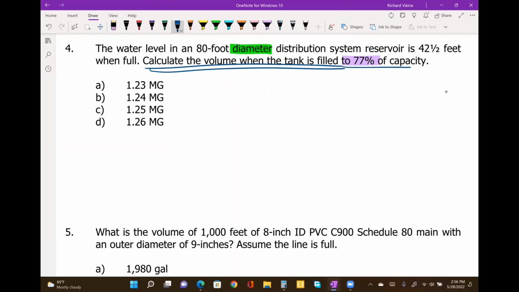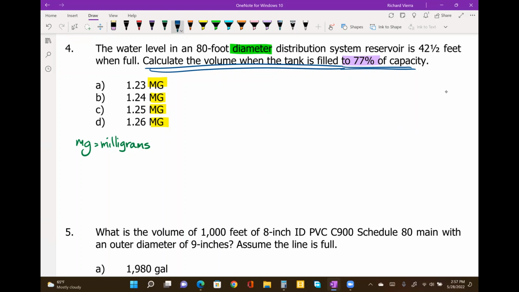And in this case, all the answers are given as million gallons, capital MG. Now, lowercase mg is also used, and if it shows up, it stands for milligrams, most commonly going to show up as part of a dosage concentration, but capital MG is million gallons.